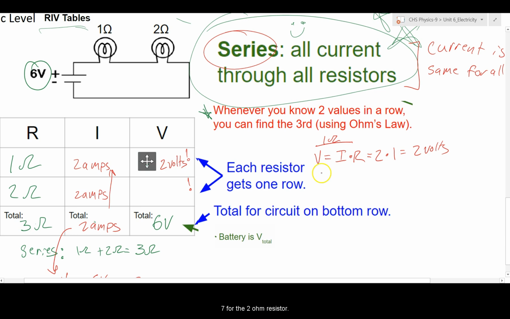Okay, and then for the 2 ohm resistor, I end up with V equals I times R again, and I end up with 3 times 2, I'm getting that from right here, and that equals 6 volts.